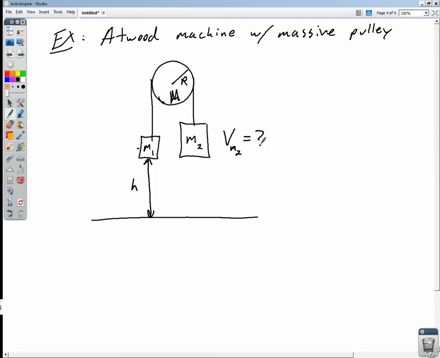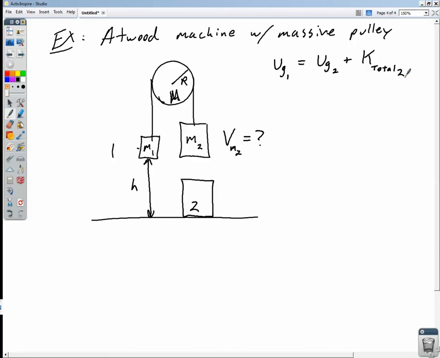So if we call this situation point 1, and when M2 is about to hit the ground, we'll call that point 2, we're going to compare the energies at point 1 to point 2. So the system is not moving, so we can say that the gravitational potential at point 1 is going to equal the gravitational potential at point 2 plus the kinetic energy total at point 2. And we're going to have three things with kinetic energy. M1 is going to be moving upwards, M2 is going to be moving downwards, and the pulley wheel itself is going to be rotating, so it will have rotational kinetic energy.